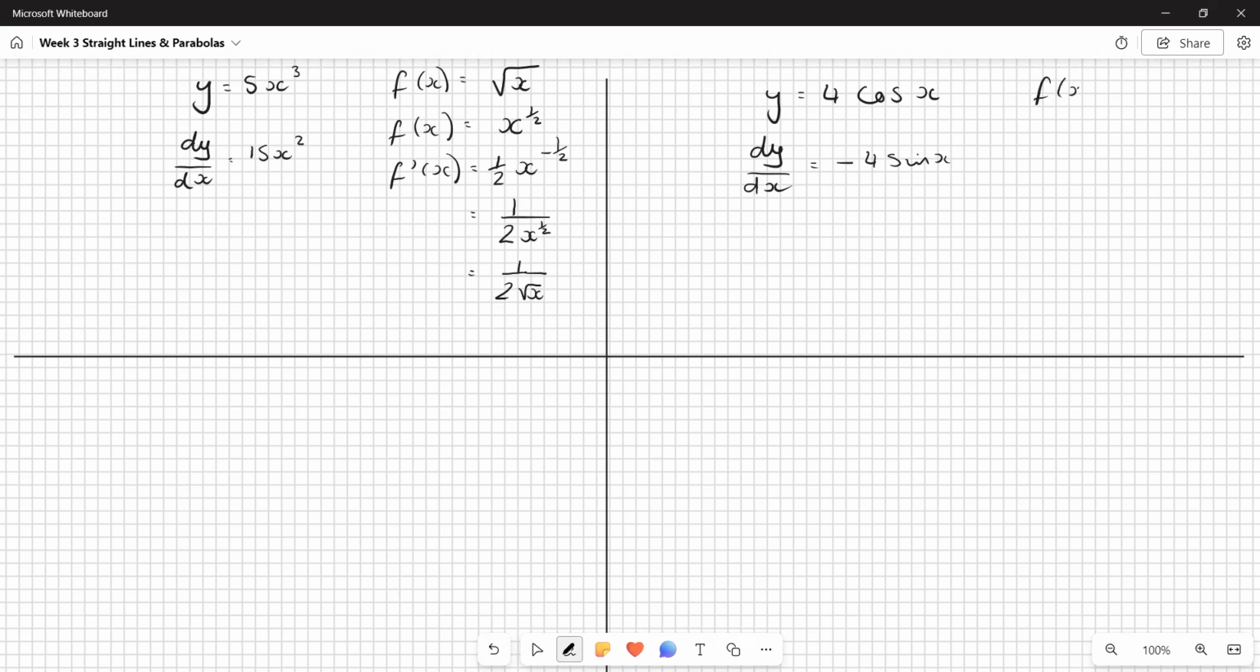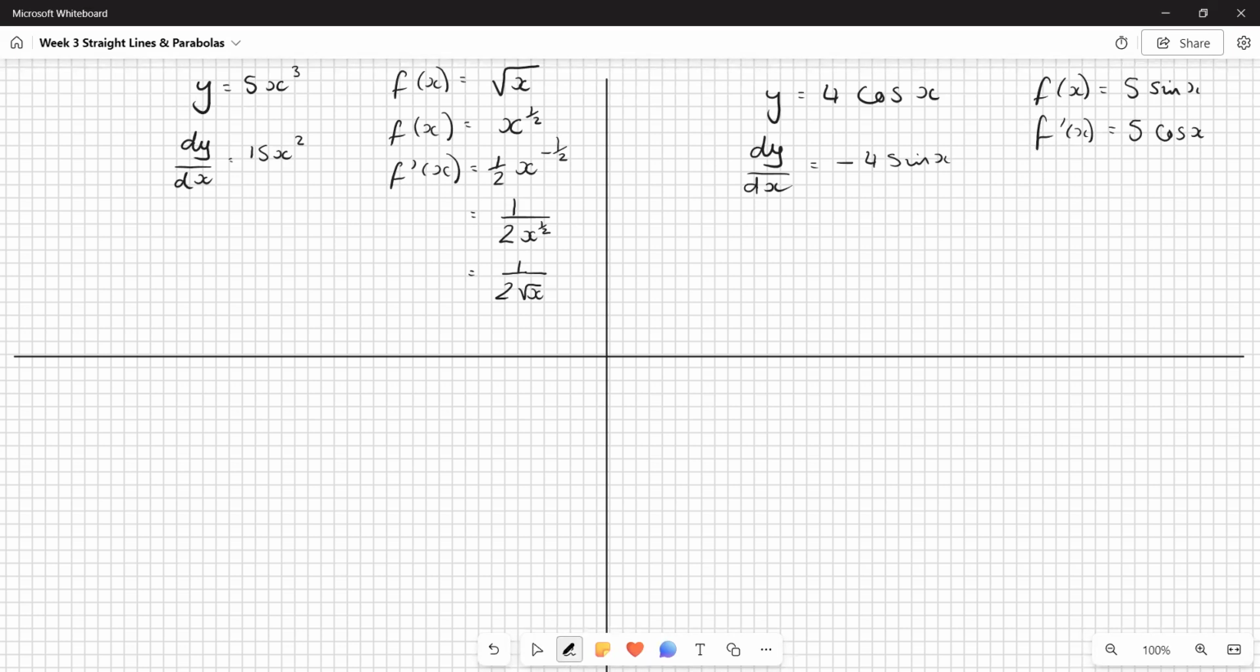And equally, if you've got f of x equals 5 sine x, when you differentiate that, you need to know that sine x stays the same sign, and it becomes cos. So that will just become 5 cos x. So when you're differentiating cos, it becomes negative sine. When you're differentiating sine, it becomes cos. But you can check which one's negative and which one's not from your formula sheet. Okay, so that's your basic differentiation.